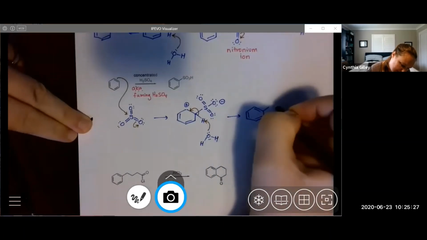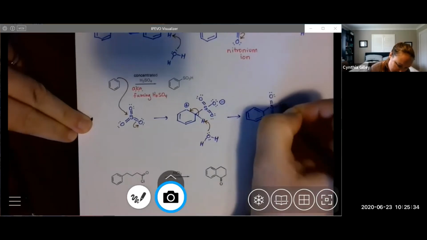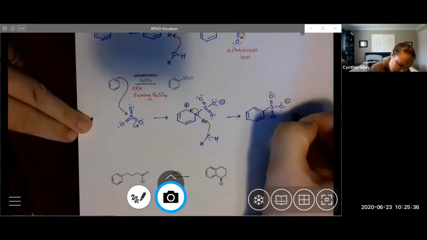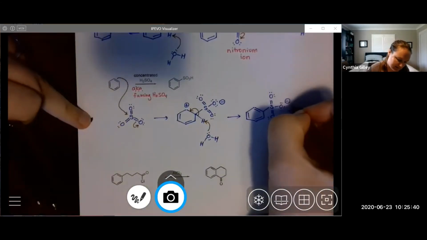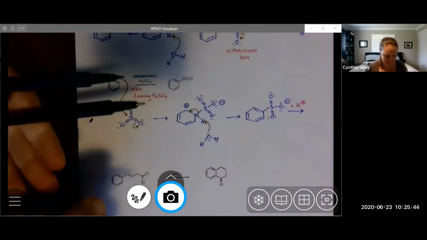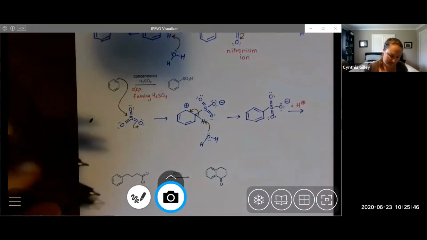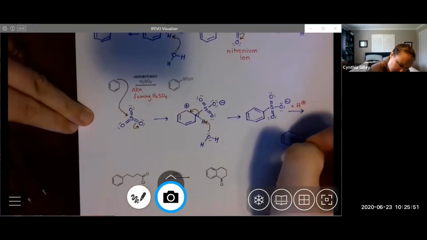So now I have the SO3 minus, and it's in a very concentrated acid solution. So it will just pick up a proton from sulfuric acid most likely, and become a neutral isolatable product.